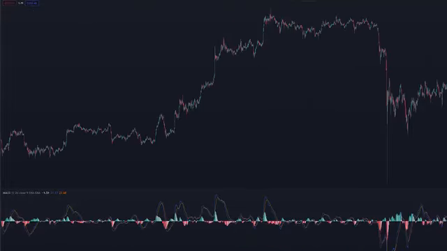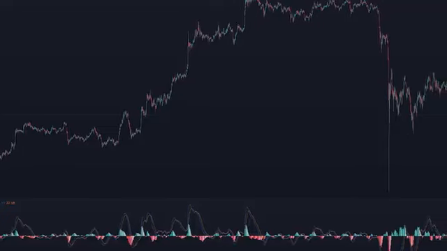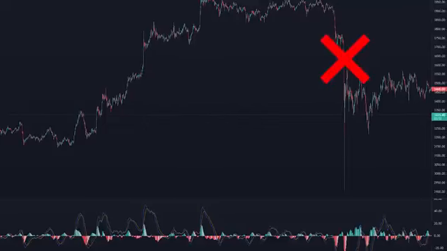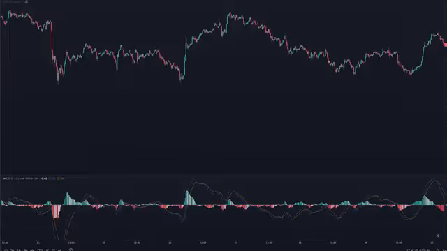A simple fix to this issue, for example, if we're trading long, is that we only want to trade if the market is in an uptrend. You never want to trade against the trend because the odds will always be against you. So an easy way to figure out if the market is in an uptrend, you simply just need to add a 200-day moving average.